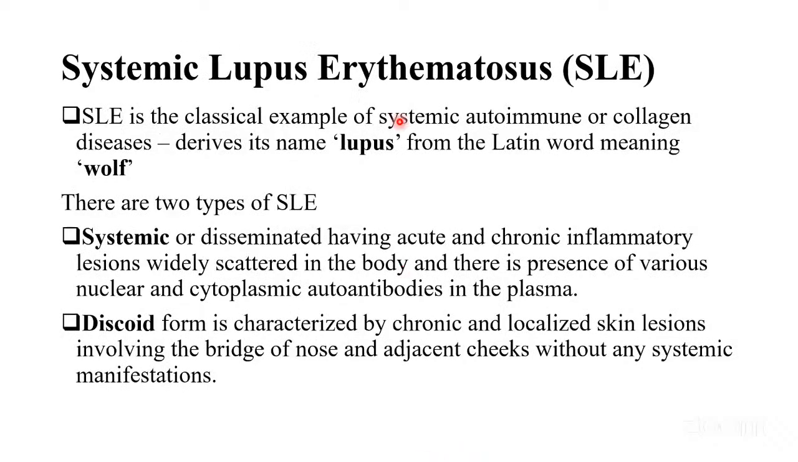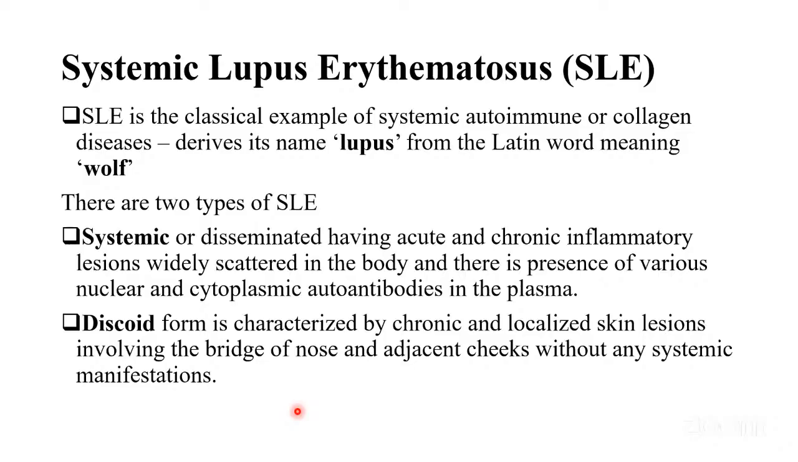So for individual examples, we're looking at systemic lupus erythematosus, and this is a major autoimmune disease. It is an example of a systemic autoimmune or collagen disease that derives its name from lupus, from the Latin word meaning wolf, right? And there are two types, systemic or discoid. Discoid is localized just within the face. And some people describe it as a slap-on-the-face kind of reaction.